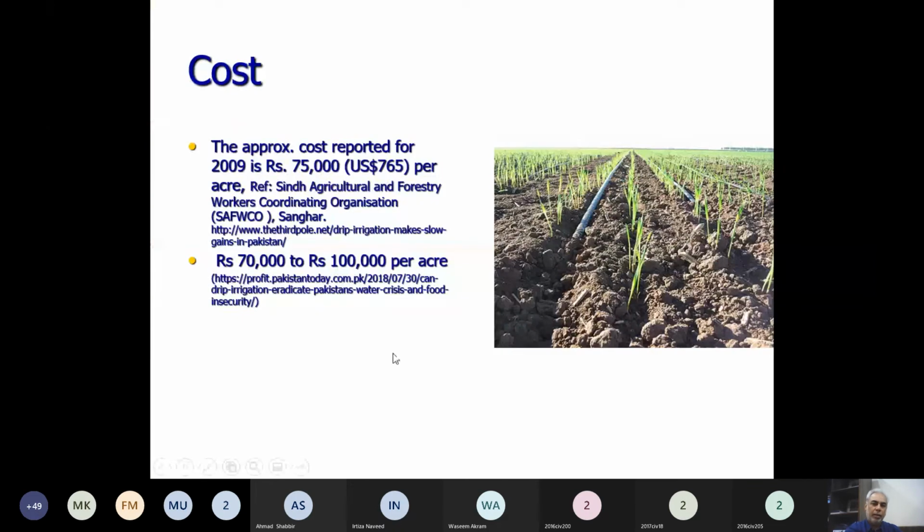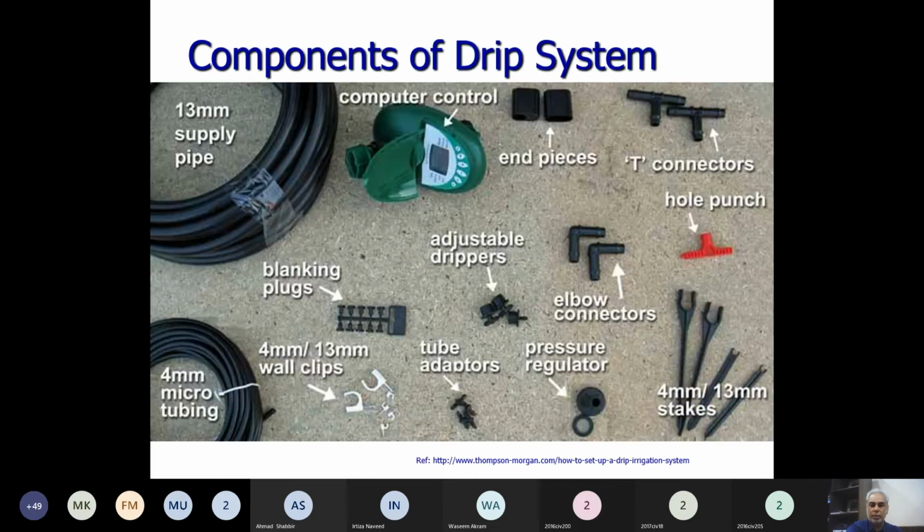Initial cost, you can have an idea, about 100,000 rupees per acre was the initial cost as given by a study mentioned in Pakistan Today in 2018. So maybe nowadays a little bit higher cost is there. So you should have a figure close to 100,000 per acre as the cost of this kind of irrigation method.